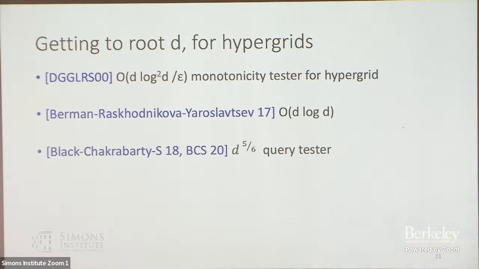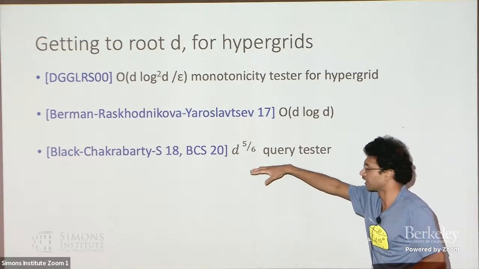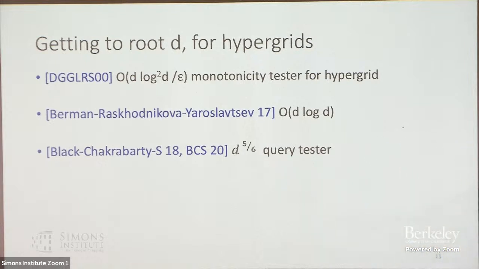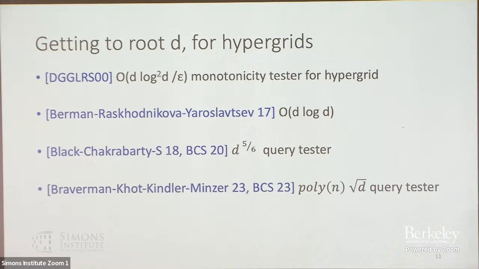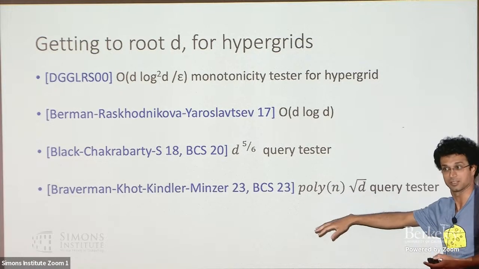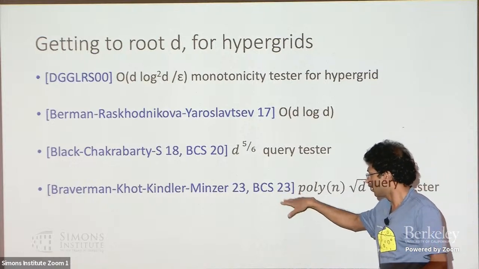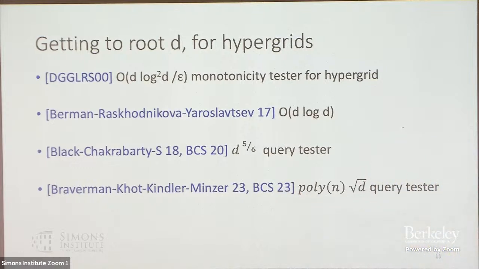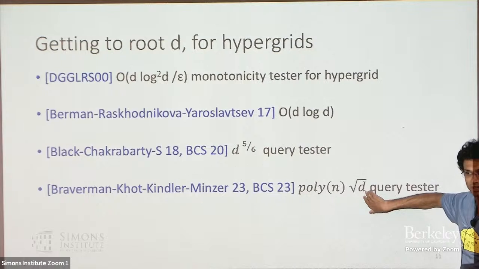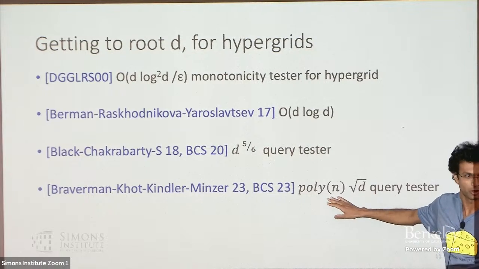And then in joint work with Hadley Black and Deeparnab, we were able to get a D to the 5/6 query, trying to follow sort of the same route. And then in 2023, just a couple of years ago, Braverman, Cote, Kindler, and Minzer, and us independently, we gave a poly-n square root T tester. So you got the dependence on D, but the dependence on n was polynomial.